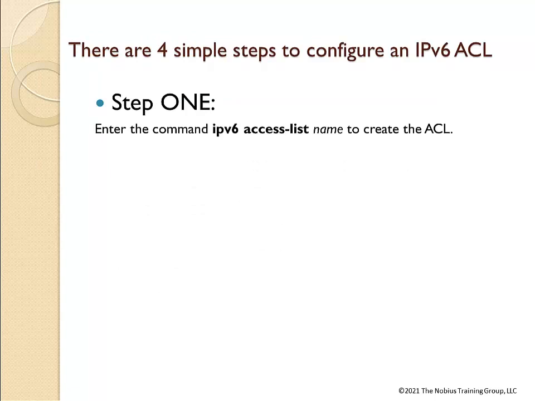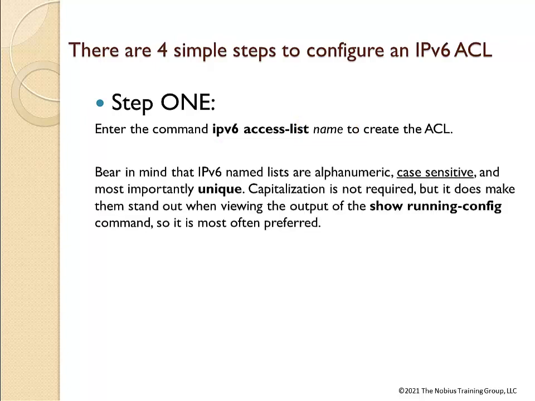Step 1. Enter the command ipv6 access-list, then the name, and then create the access list. Bear in mind that IPv6 named lists are alphanumeric, case sensitive, and most importantly, unique. Capitalization is not required, but it does make them stand out when viewing the output of the show running configuration. So it makes it the most preferred method when you're looking for it.